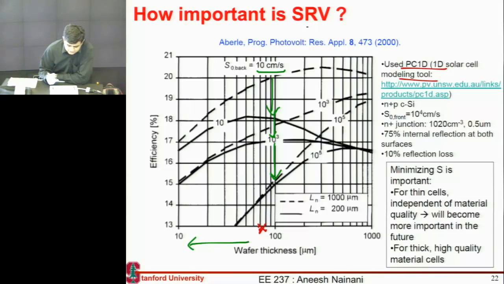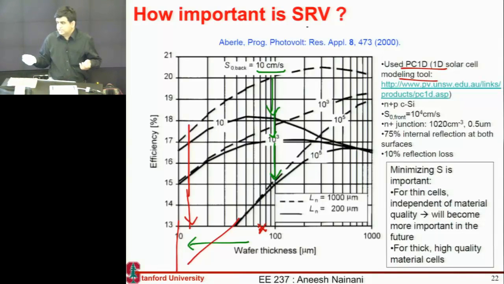Okay, so if you make it much thinner, you'll see a much more drastic effect. You'll see your efficiency drops very quickly from 17 to below 10. It's not even in this curve, but it would become very small if you have a very high surface recombination velocity.